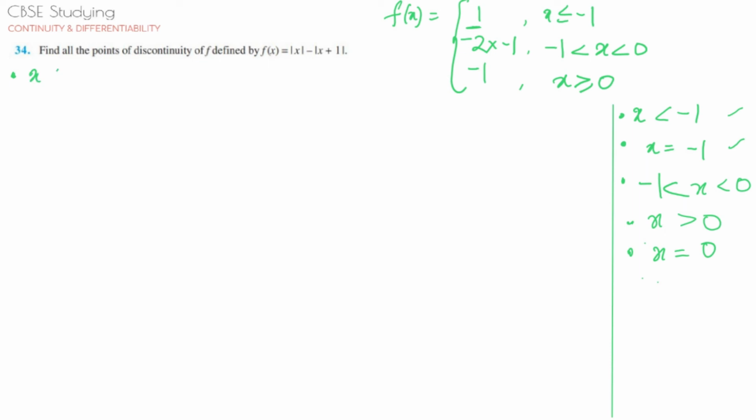So when x is lesser than minus 1, that's our first case. What happens when x is lesser than minus 1? The value of f(x) is equal to 1, so it is continuous. Very simple. Second case, x is equal to minus 1. When x is equal to minus 1, in the equal to cases we always have to check LHL and RHL. So let's do LHL RHL really quickly.